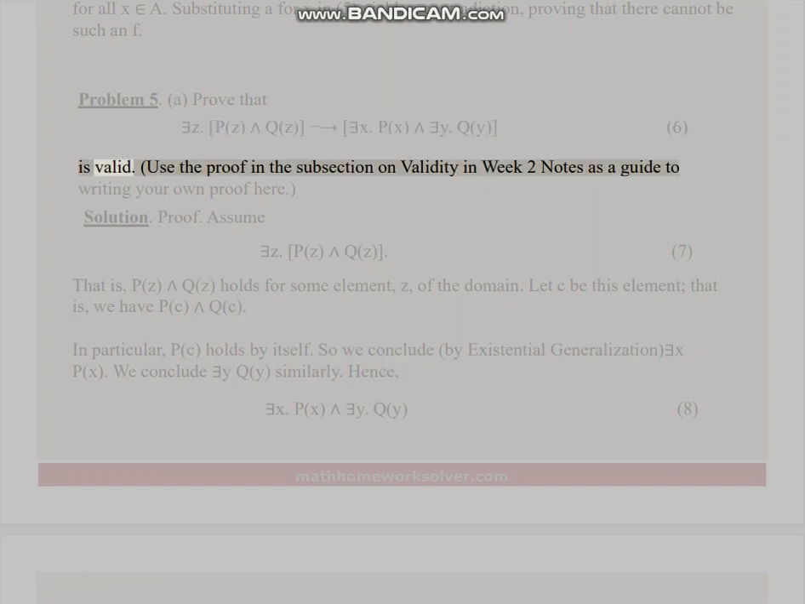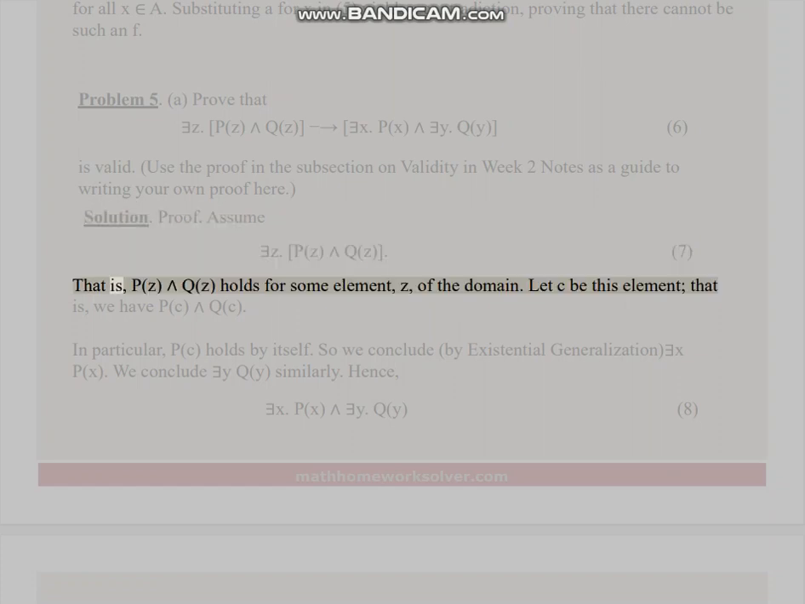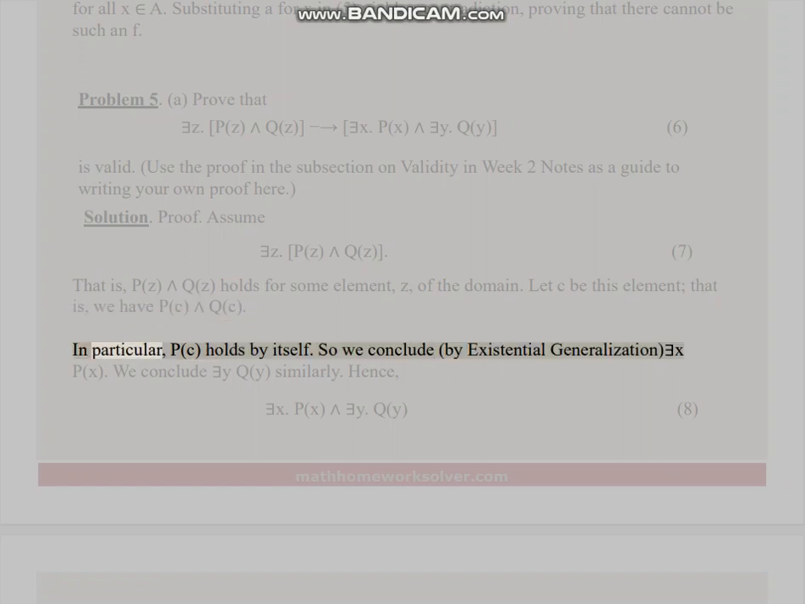valid. Use the proof in the subsection on validity in week 2 notes as a guide to writing your own proof here. Solution. Proof. Assume ∃z (P(z) ∧ Q(z)) (7), that is, P(z) ∧ Q(z) holds for some element z of the domain. Let c be this element, that is, we have P(c) ∧ Q(c). In particular, P(c) holds by itself.